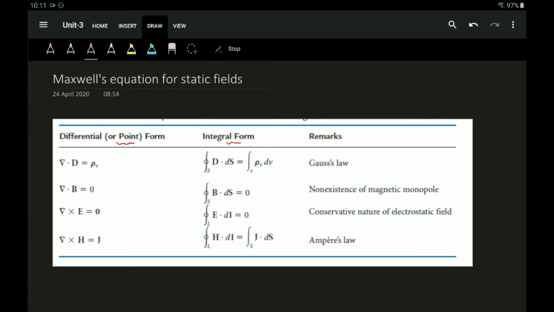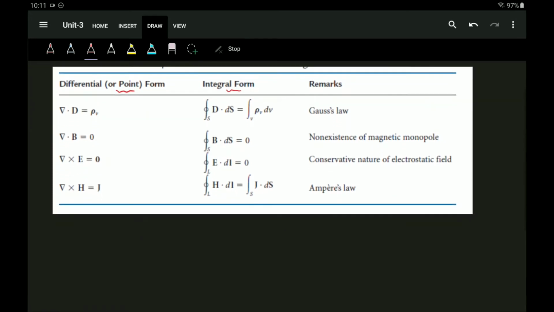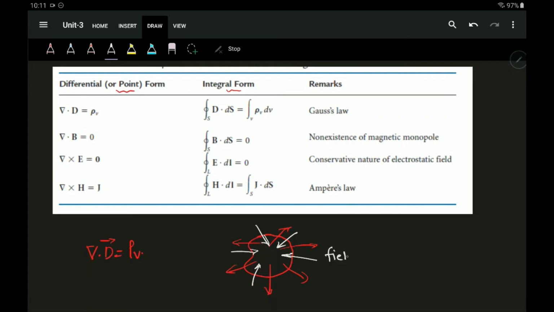To understand what this expression states, del dot D is equal to rho v means to say what? If I have a volume, and there is some amount of flux that is getting diverged out, or it might be coming in also. It depends on the type of charge. It might be diverging out, or it might be coming in. So if I know the amount of field lines that is getting diverged out or converged in, then I can know the amount of charge that is present within that particular volume. Remember? That's what this equation said.